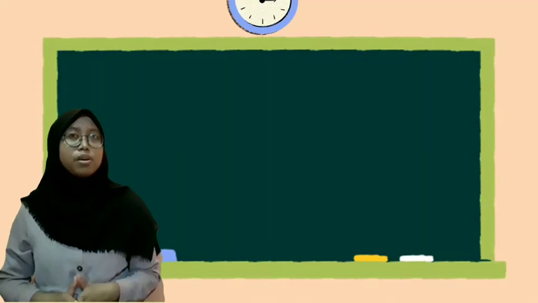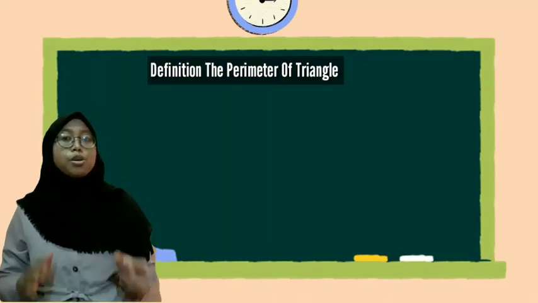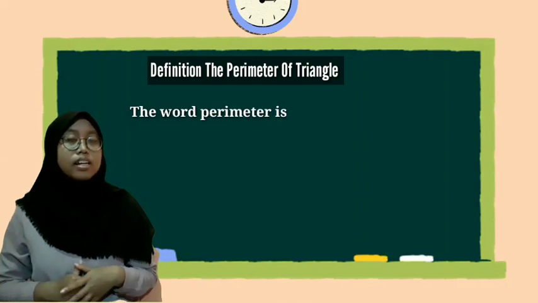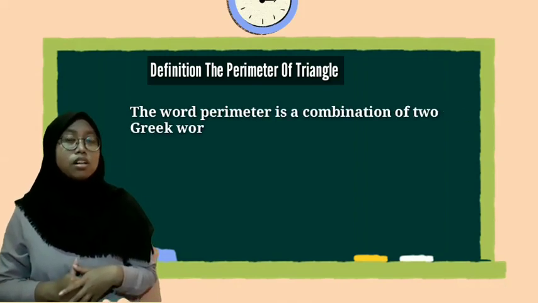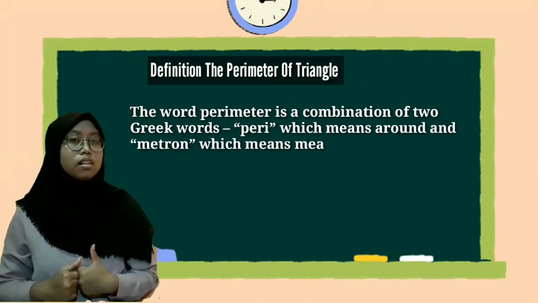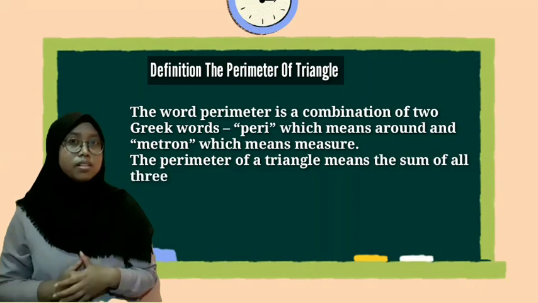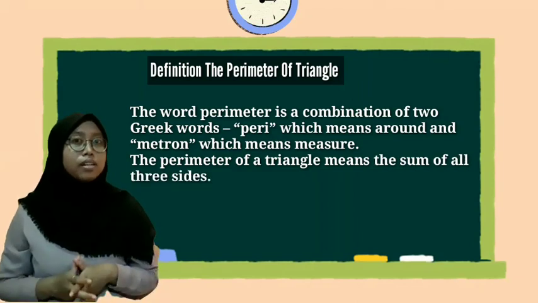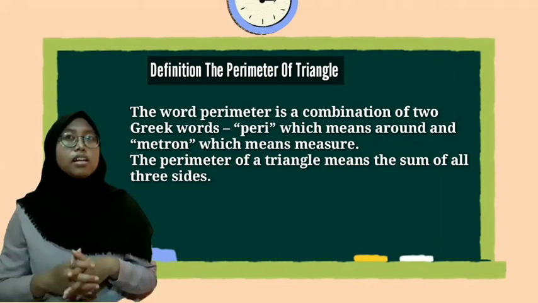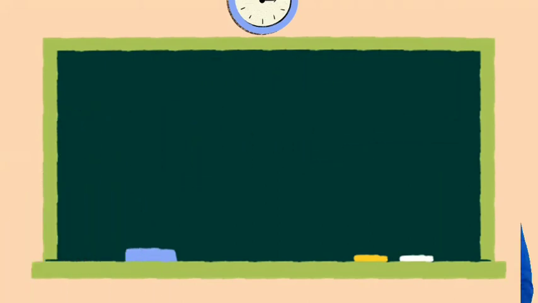Okay, next, about the perimeter of a triangle. What is the perimeter of a triangle? The word perimeter is a combination of two Greek words: first, peri, which means around, and metron, which means measure. So the perimeter of a triangle means the sum of all three sides of the triangle.